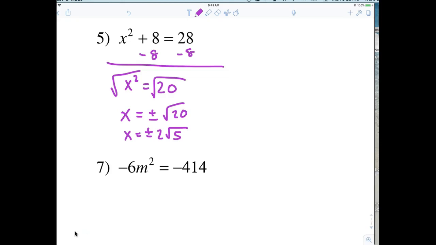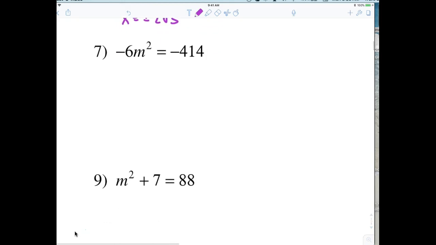Any questions? All right, let's take a look at number 7. What do I have to do on number 7? Divide by -6. Yes, so let's see if it goes evenly. M squared equals -414 divided by -6, which is 69. So M is equal to plus or minus square root of 69. Now again, you notice 69 is 3 times 23. Neither one of those is a perfect square, and those two numbers are prime, so there's no way to reduce or simplify that.